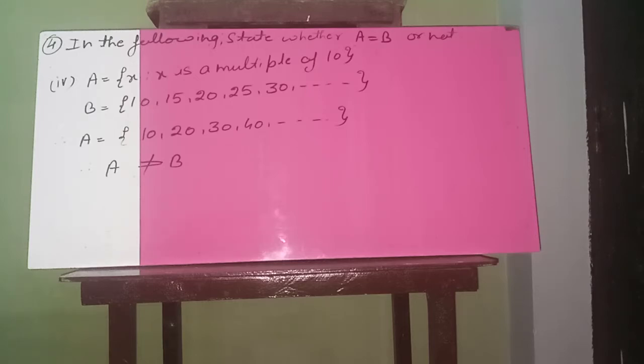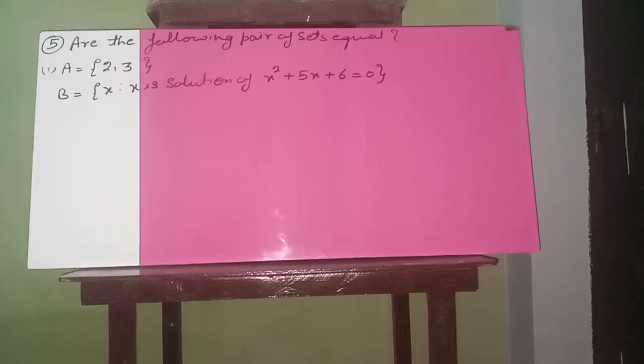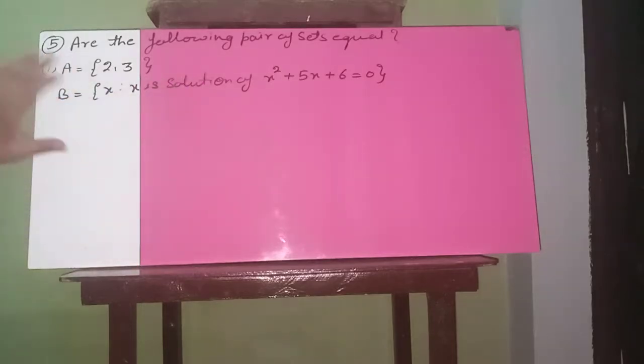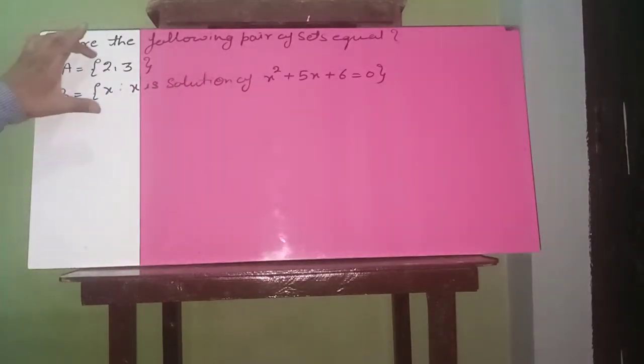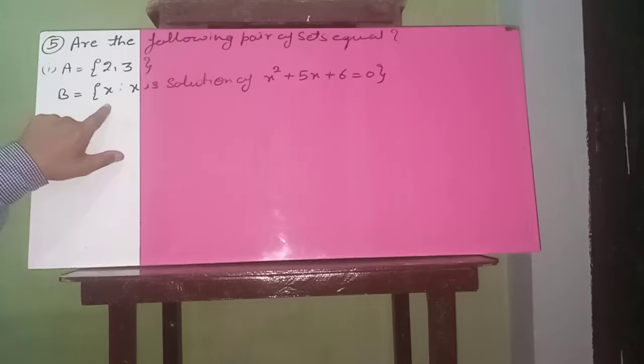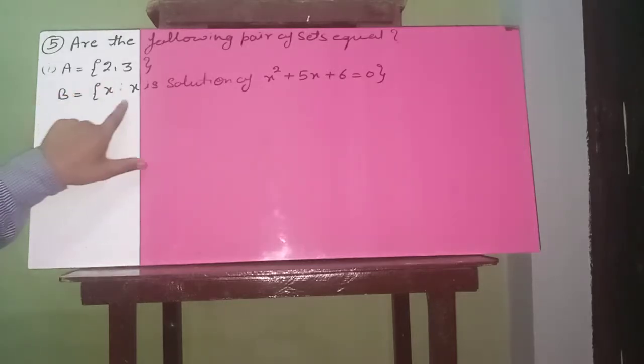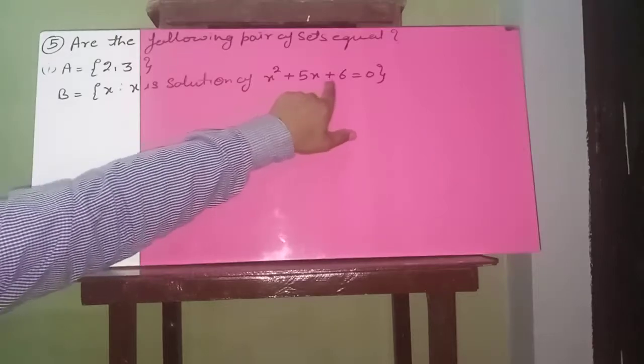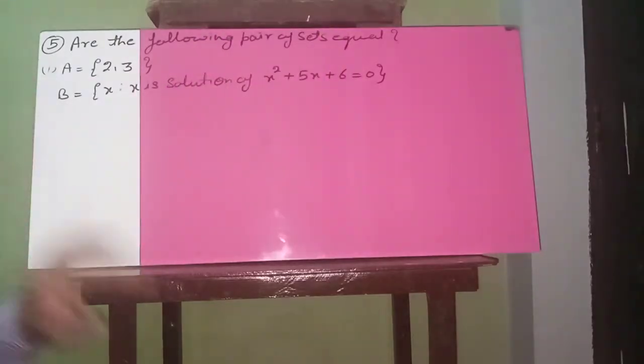Now I take question number 5. Now take the question number 5 first part. Are the following pairs of sets equal or not? The set A is 2 and 3, and B is a set in set builder form: x such that x is a solution of the given equation x square plus 5x plus 6 equals 0. So it means at first we change set B into roster form.